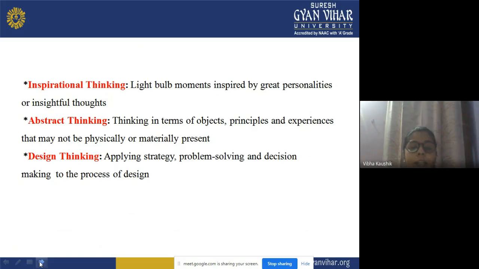Design thinking means applying strategy, problem solving, and decision making to the process of design. It means you are applying different techniques and solving different problems in a different manner. And in decision making, you are coming to a decision in the process of design.